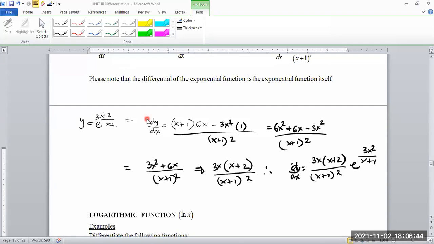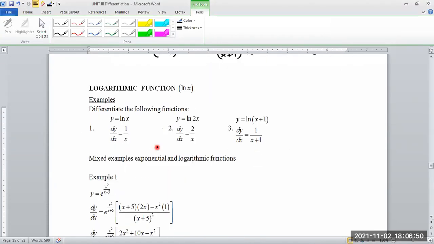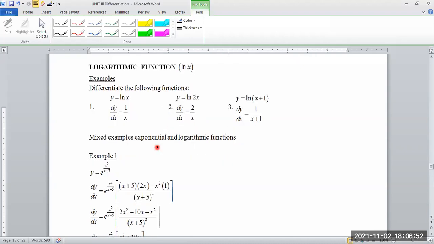So let's go. The logarithmic function. Now, just like the differential of e to the x is e to the x times, of course, the differential of the function, the differential of the logarithmic function is going to be 1 over x. So the differential of ln x is 1 over x. This is a logarithmic function, ln x. The differential of ln x is 1 over x.